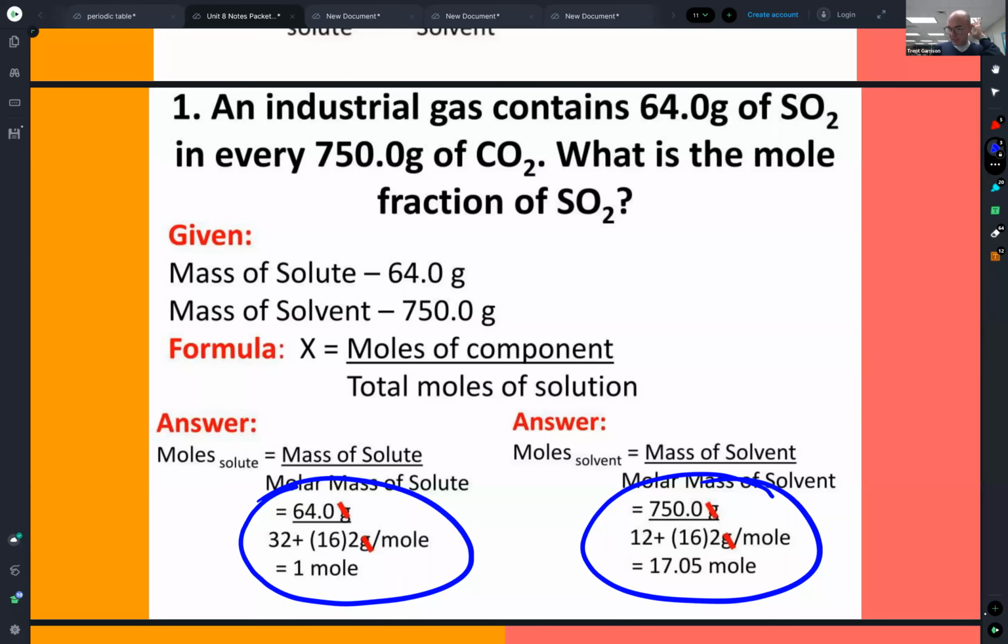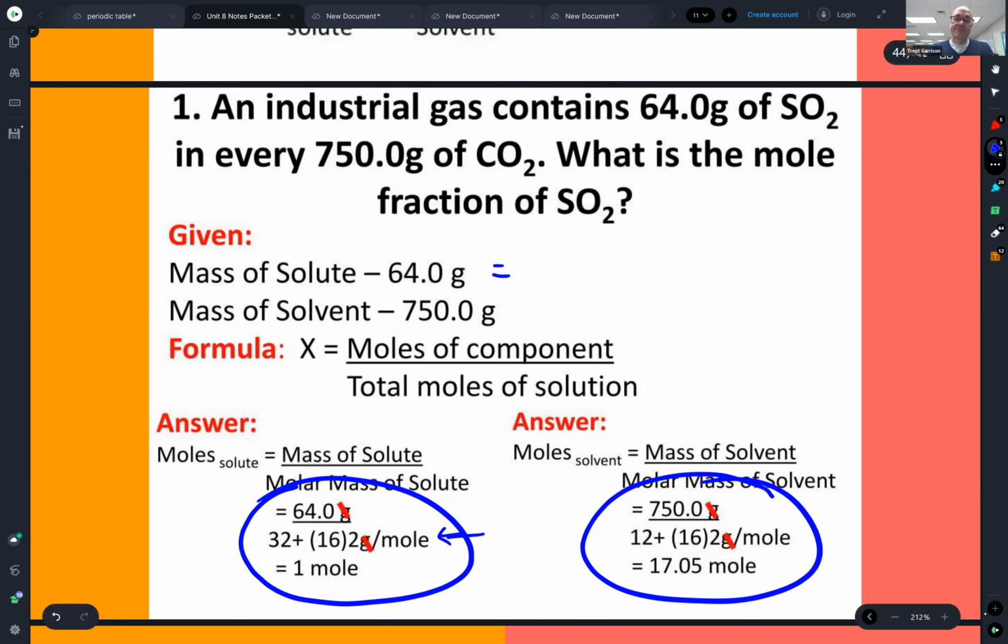So in these problems, what we're going to do first is convert our grams into moles. So we have to add up the weight of sulfur dioxide, and that's what you get right here. Sulfur dioxide: each sulfur weighs 32, each oxygen weighs 16. So it's 64 divided by 64, that's 1 mole.